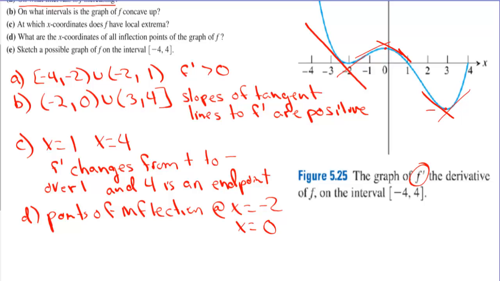And of course, the slopes are 0 at each of these, but that's not good enough. Just having a slope of 0 is the potentials. Then the slopes actually have to change signs over those values. So x equals -2, 0, x equals 3.